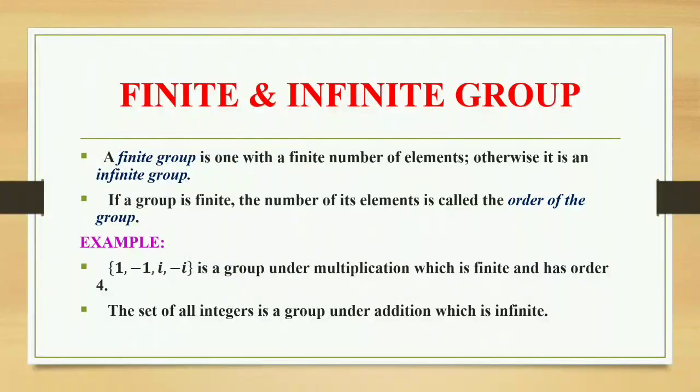Finite and infinite group. If a group contains a finite number of elements, then it is called a finite group. Otherwise, it is called an infinite group. The number of elements in a finite group is called the order of the group. For example, we consider the group {1, minus 1, i, minus i}. Since this group contains 4 elements, this group is finite and is of order 4. And the second example: the set of all integers is an infinite group under addition.